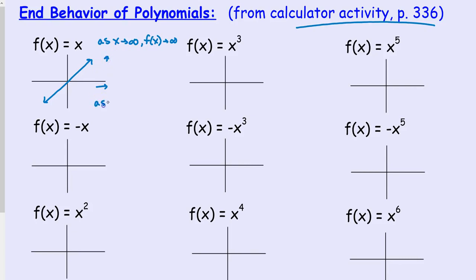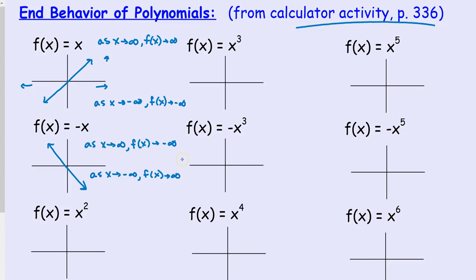And as x approaches negative infinity, so that is the x values are going over to the left, the y values, f of x, approach negative infinity. So that's how we describe the end behavior. But if your line was y equals negative x, or the opposite of x, it would have the opposite end behavior. As x approaches infinity, f of x approaches negative infinity, and as x approaches negative infinity, f of x approaches infinity.